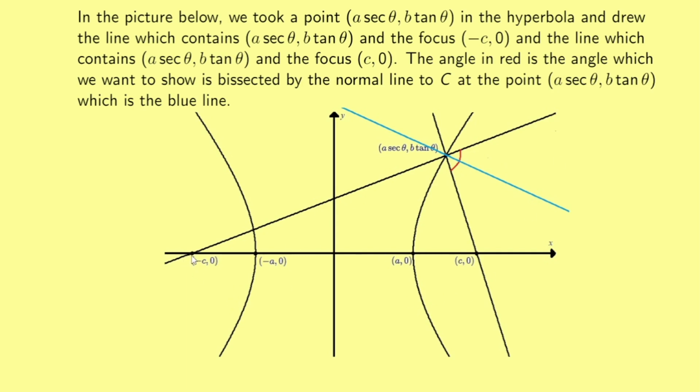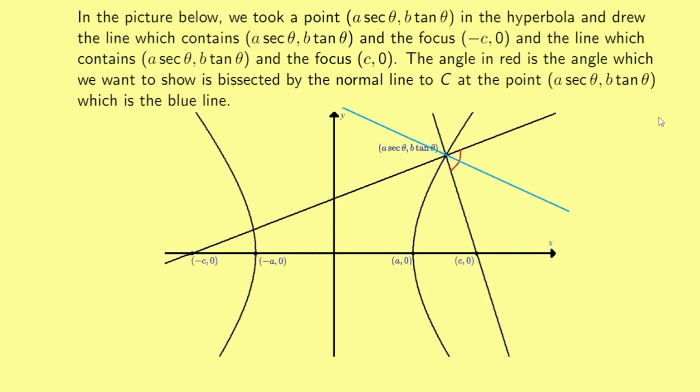So we have this triangle here, whose sides are this segment connecting the points minus c, 0 and c, 0, and this line segment and this line segment. And we have this external angle here in red. This is the angle we want to show, and in blue, I drew the normal line. So we want to show that this normal line bisects this angle. Namely, we want to show that this angle here is the same as this angle here.